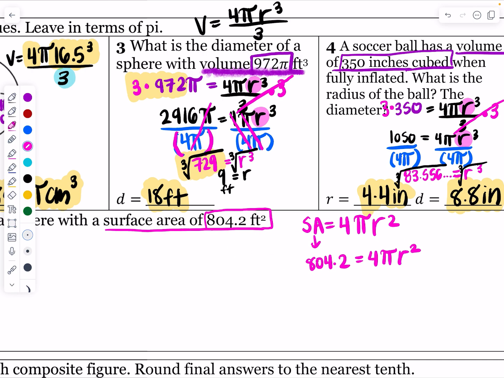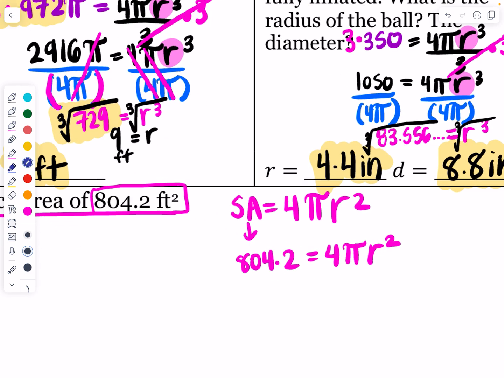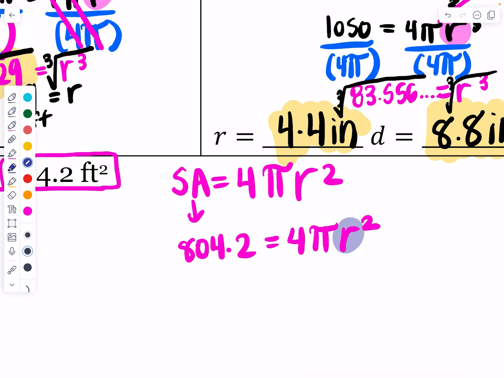Ultimately, they want to know what the volume is. That's what this question asked for. But in order to find the volume, I need the radius. So we're going to solve this question for the radius. This time, I don't have a denominator to get rid of, so I can immediately go ahead and divide by 4 pi on both sides. Again, make sure you put that in parentheses.